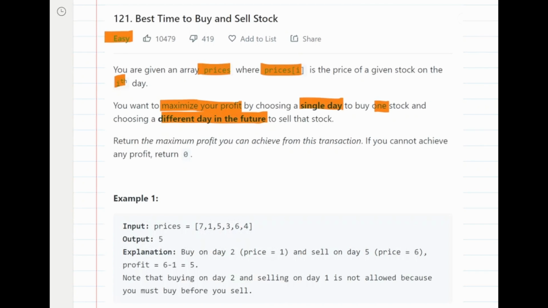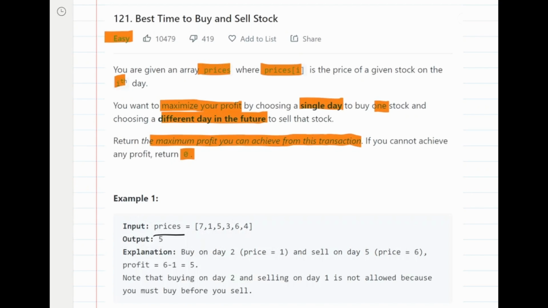And what we're going to be doing is returning the maximum profit you can achieve from this transaction. And if we cannot achieve any profit, we're just going to return 0. As I said before, we're going to be given this prices array, and inside of our array we have these values. And so what we're going to be doing is looking through this array and seeing what two values are going to give us the largest profit.